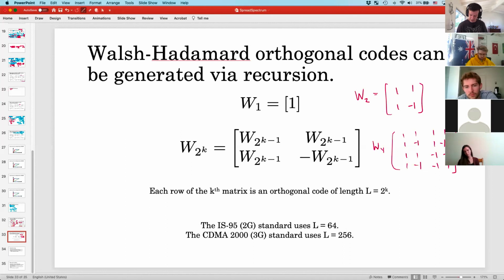So if you check, each of these rows is orthogonal to each of the other rows. Right? If I multiply and add together, I get 0, unless I multiply and add my own row to my own row, then I get something non-zero. I get 1. Okay, so this is a way to generate orthogonal codes of length L.